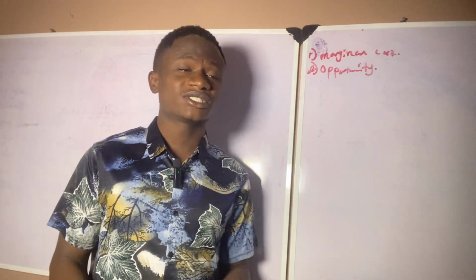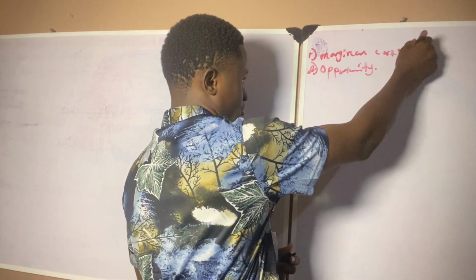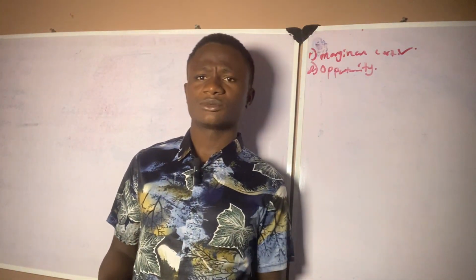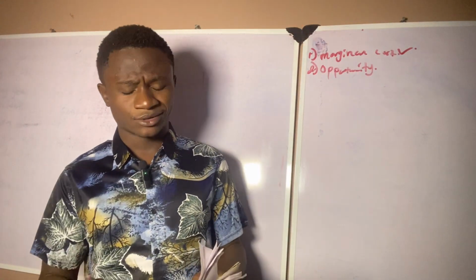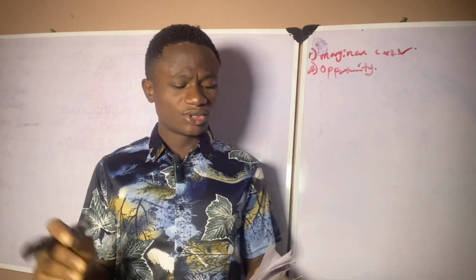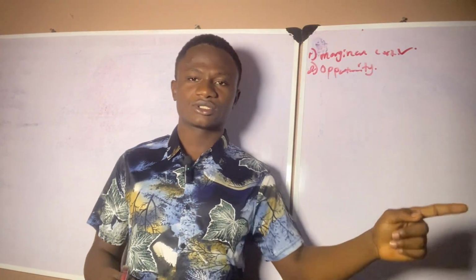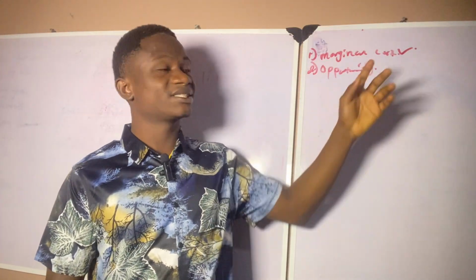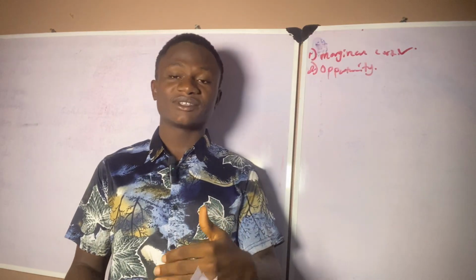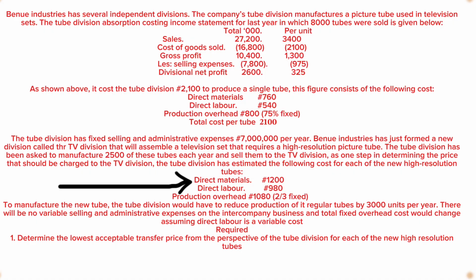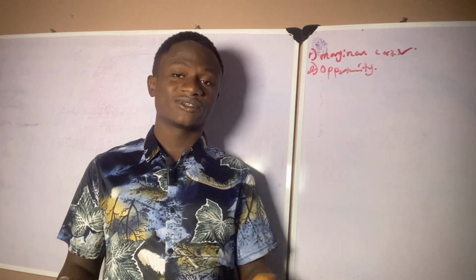Now, the first thing I want to do is determine my marginal cost from this question. How can I determine it? Very simple. Let me go through the question and point out the marginal cost. I can see it right here, which says the tube division has estimated the following cost for each of the new high resolution tubes. Variable cost is what comprises the marginal cost. Since they have given us the breakdown of the cost, we now look for the variable cost. They said direct materials 8,200, direct labor 980, production overhead 1,080 naira, and 2/3 of it is fixed.